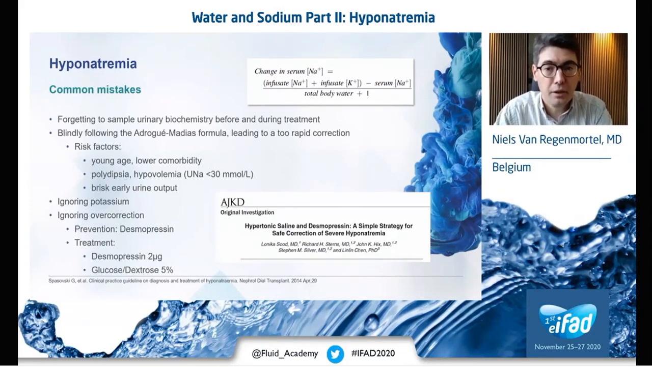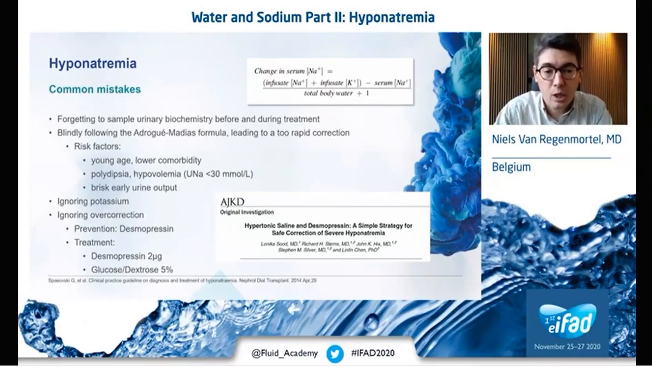And the final common mistake on hyponatremia is this one. We are not allowed to overcorrect these patients. Again, we have to keep the correction rate within 12 millimoles per liter per day, or maybe one millimole per hour for the first few hours, but not faster. And a very common mistake is to have a too forgiving attitude toward this overcorrection.